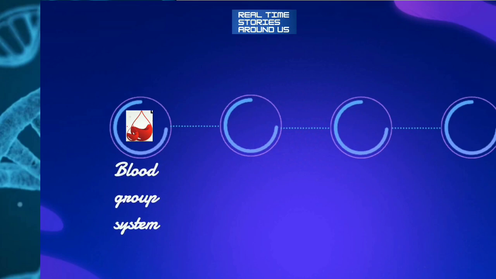IA IA or IA i is A blood group. IB IB or IB i is B blood group. IA IB is AB blood group. ii is O blood group.